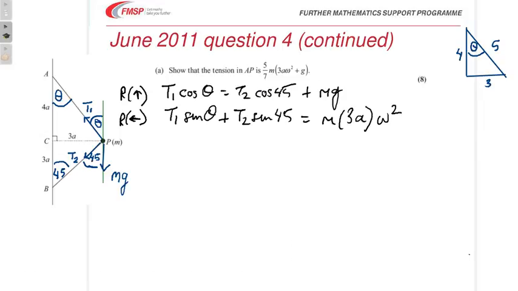Okay, here's the diagram then, and I've done the resolving equations simply to save some time on the video and to give you a chance to look at them. So pause the video and have a look.